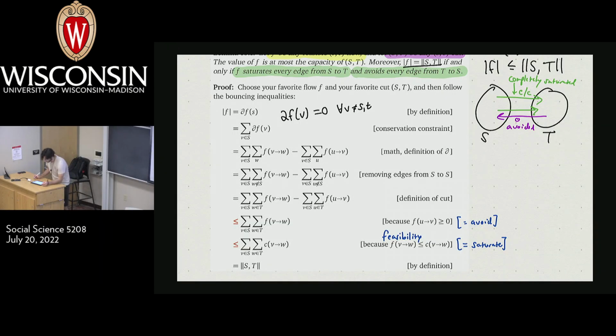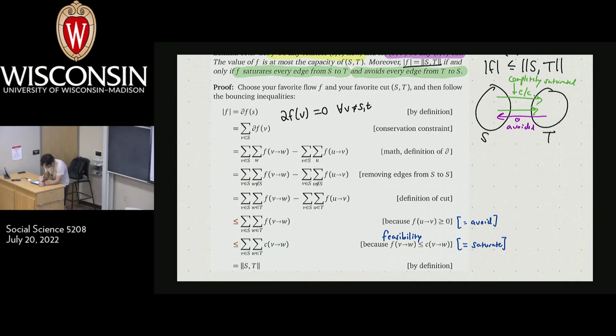So the sum here is we just added zeros to the sum. Okay, the next step, we're just using the definition of what the net total leaving a node is. So we just took that partial F right there and expanded it. So now this step's a little weird. So notice now we're restricting W to not be in S.